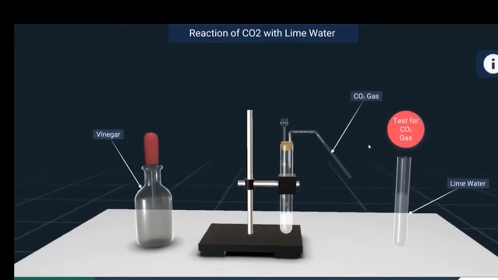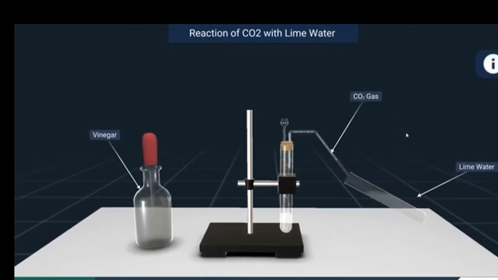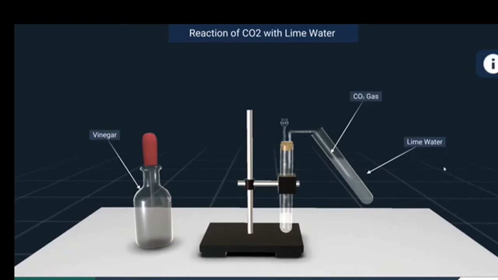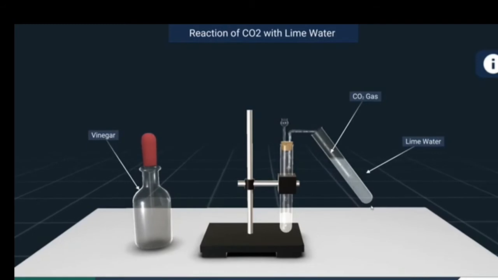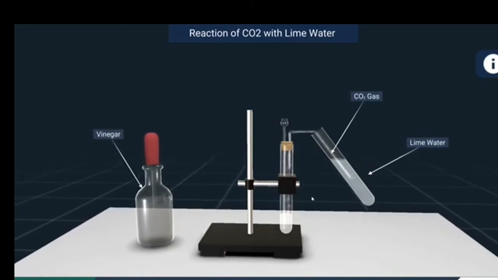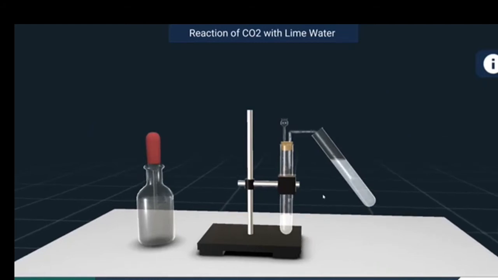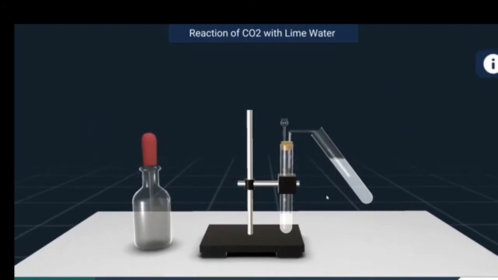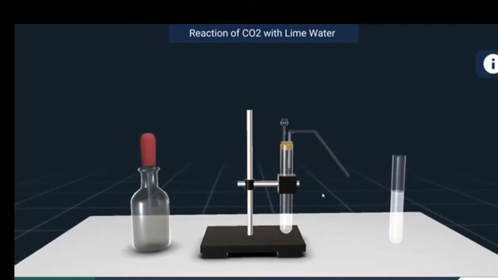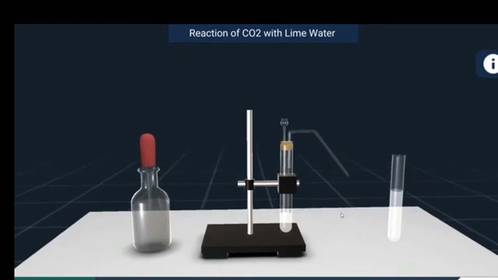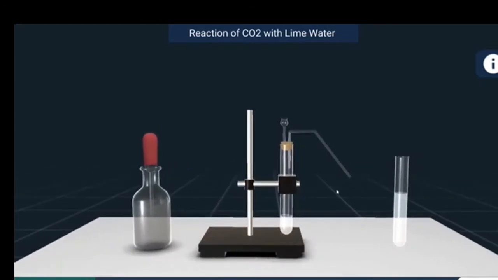With the help of a bent glass pipe, collect this carbon dioxide in another test tube which contains the lime water solution. When this carbon dioxide passes into the lime water solution, the reaction takes place and calcium carbonate plus water is formed. Due to the formation of calcium carbonate, the lime water turns milky, and due to the formation of these new substances only we can consider this reaction as a chemical reaction or a chemical change.